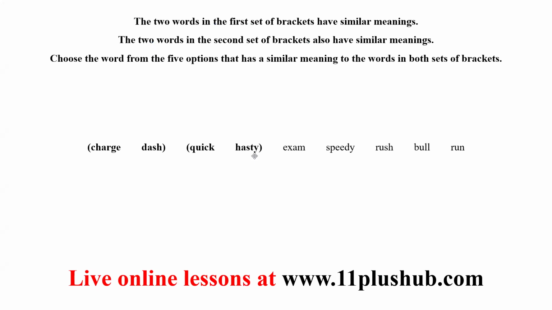The instructions say the two words in the first set of brackets have similar meanings. The two words in the second set of brackets also have similar meanings. Choose the word from the 5 options that has a similar meaning to the words in both sets of brackets. All right, so it's a bit tricky. If we read the instructions alone, it sounds a bit wordy and a bit confusing, but I'm going to simplify it for you.